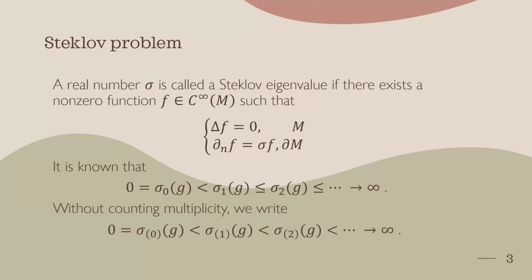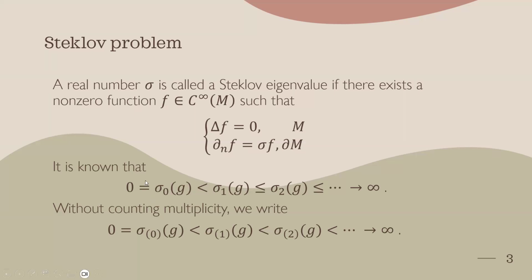The problem that I'm interested in is the Steklov problem. So we need to define the Steklov problem on a manifold with a boundary. We call a real number sigma a Steklov eigenvalue if there exists a non-zero function f such that f and sigma satisfy the following problem. First, we want our function f to be harmonic on our manifold M. And on the boundary of our manifold, we want the normal derivative of f to be equal to sigma times f.